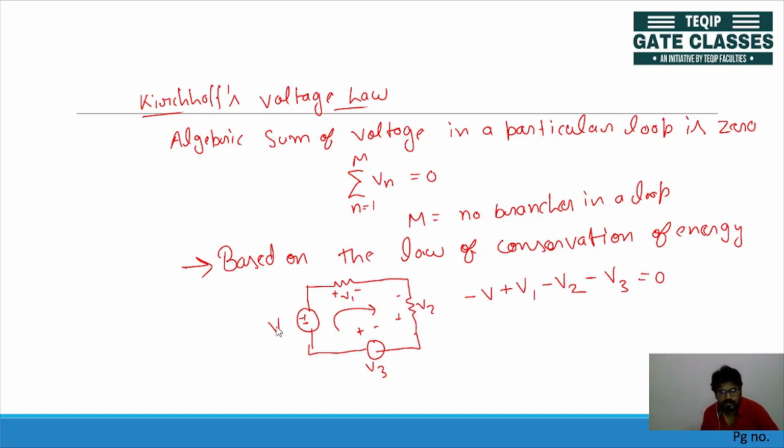If we enter in a negative direction, that means voltage rise. If we enter in a positive direction, that means voltage drop. So voltage rise will be equal to voltage drop. Okay, so let's take a small numerical on this voltage law.